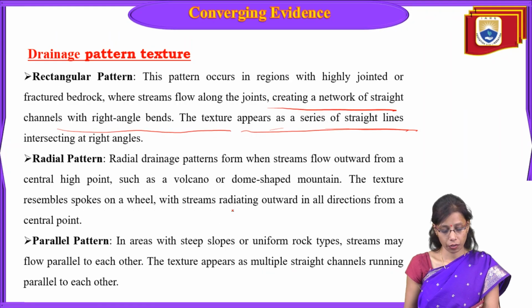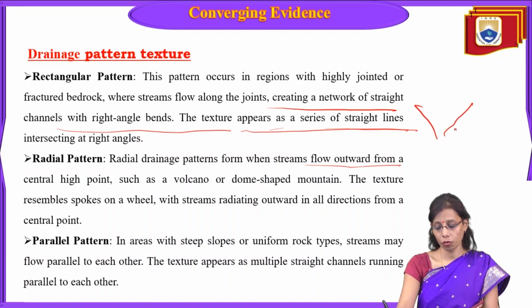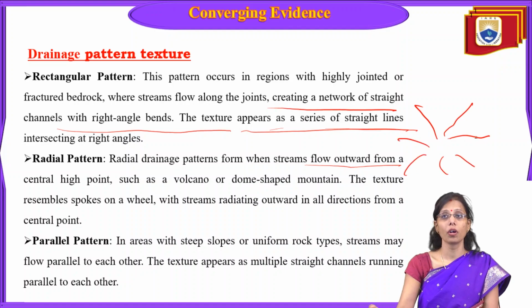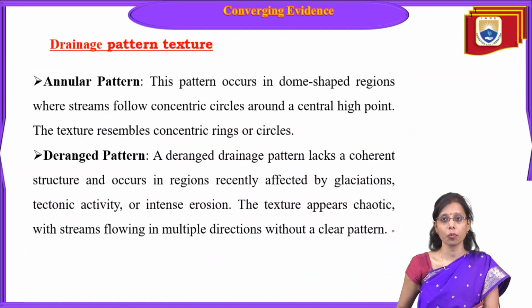Okay. Next we have the radial pattern. In a radial drainage pattern, streams flow outward. From here they will flow outward like this, from a center. That is called radial, such as on a volcano or dome-shaped mountain. The texture resembles spokes on a wheel, radiating outward in all directions from a center point.